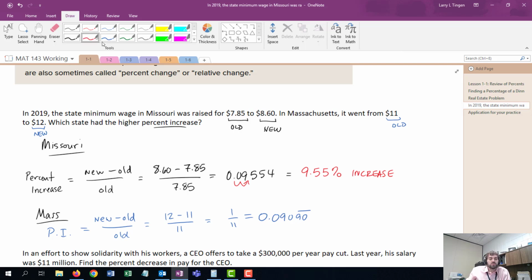If I'm going to convert this to a percent, I need to go two places over and round. That should be rounded as well. And so what do I do here? The decimal goes here. I'm looking at 9.09% increase.